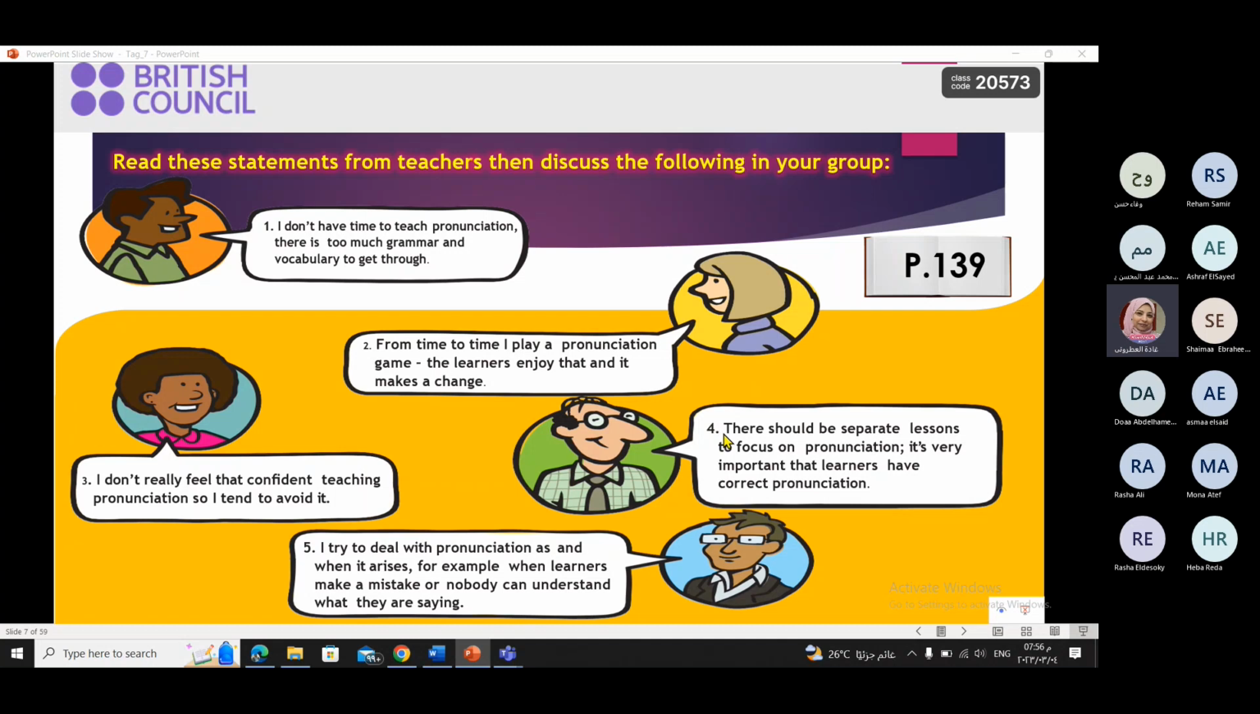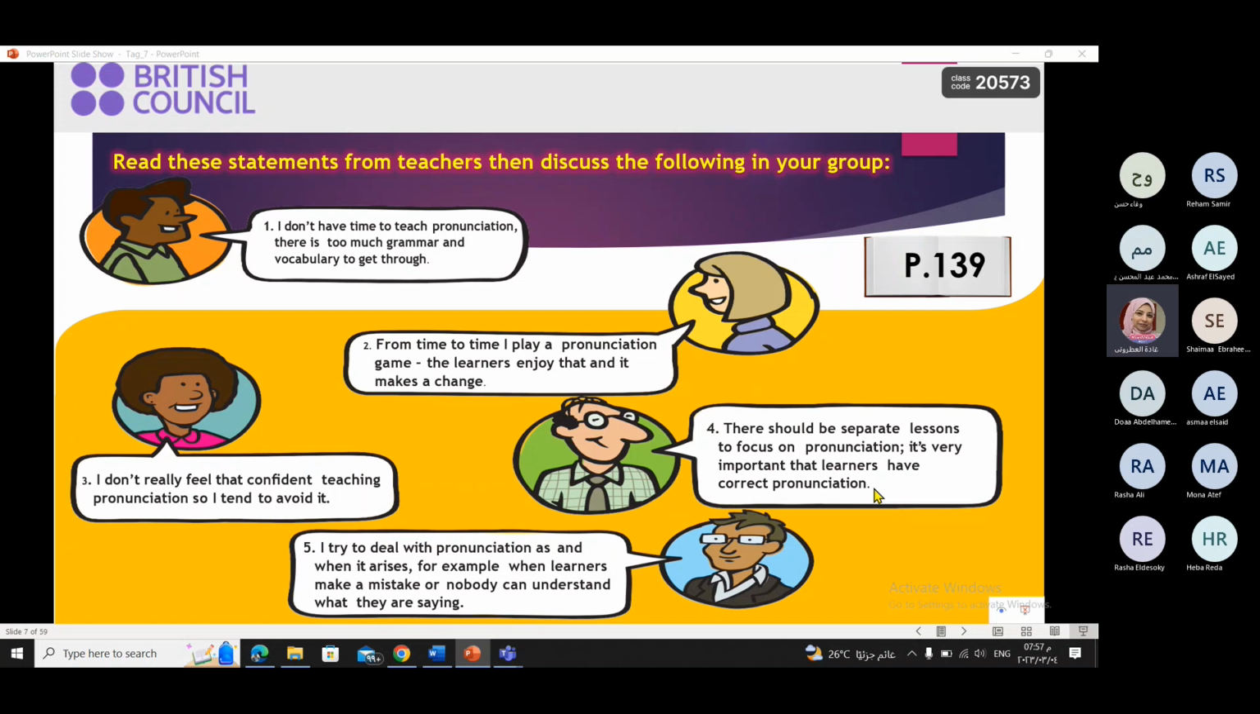Number 4 says there should be separate lessons to focus on pronunciation. What this sentence means is that some teachers think that pronunciation must be taught in an isolated way, in separate lessons, and that it is very important that learners have correct pronunciation. Do you think that we need separate pronunciation lessons? Yes, I agree with this statement. Me too. Okay, so these are your opinions at the beginning of the session, and hopefully by the end of our session, your opinions may change.